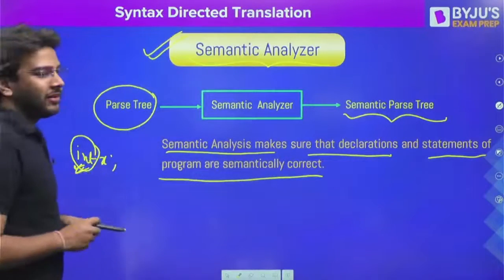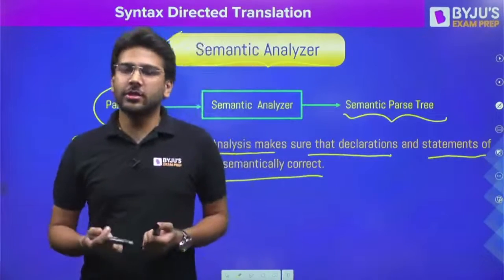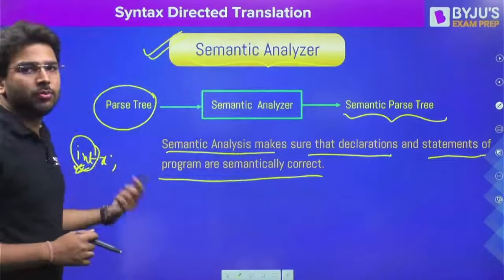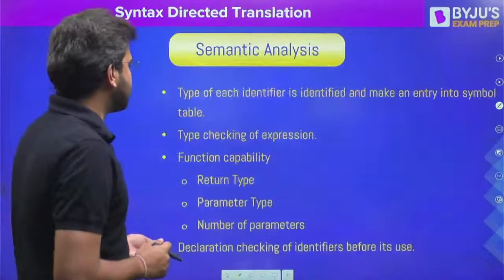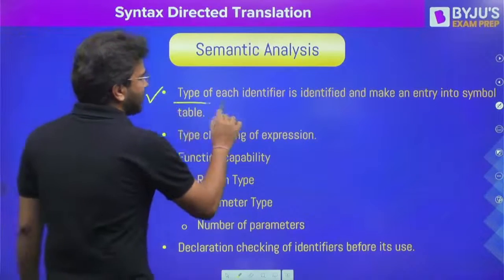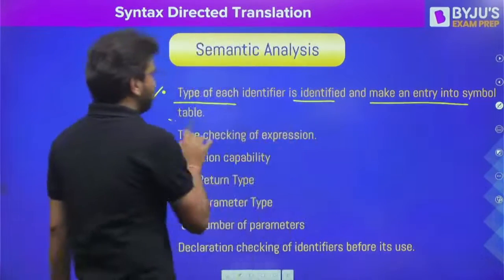Type checking will be done by the semantic analysis phase for the expressions and for the statements, right? And we will see a lot of examples as well. Apart from that, there is more functionality of the semantic analysis phase. Now, let's see the functionality one by one. Type of each identifier is identified and it makes an entry into the symbol table.